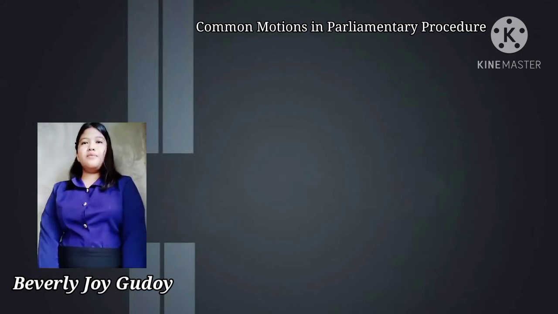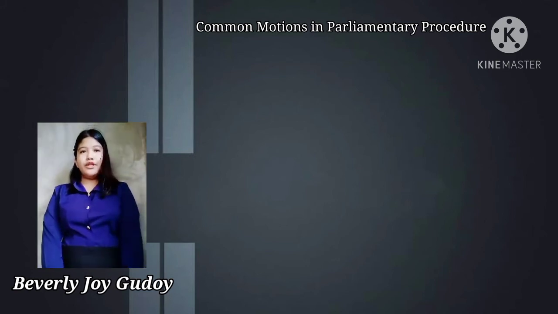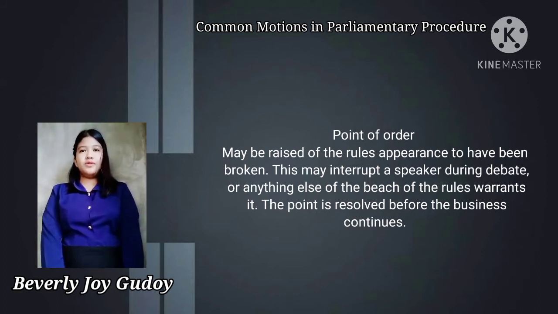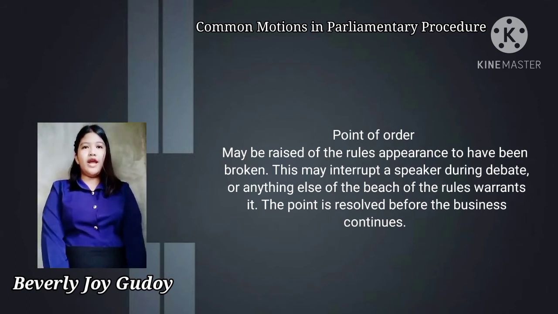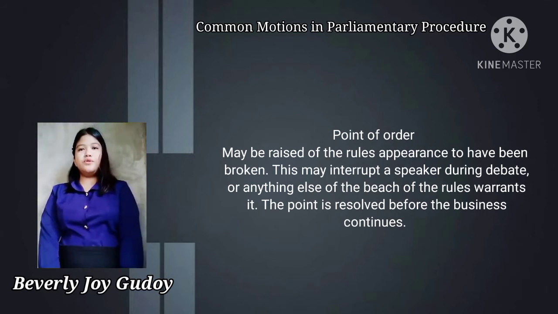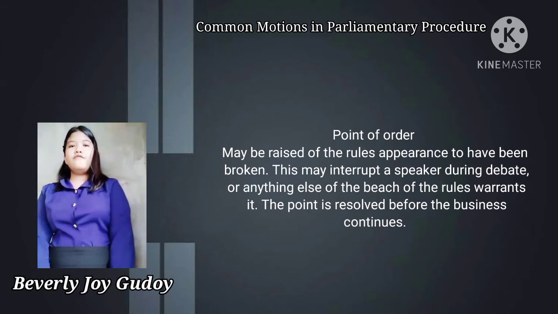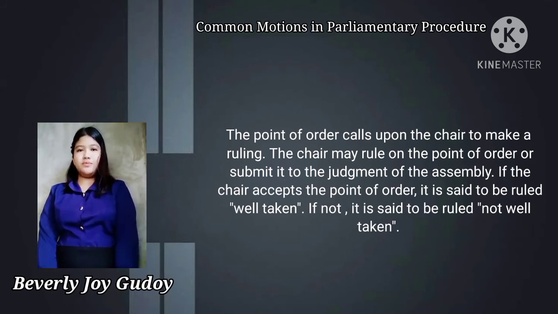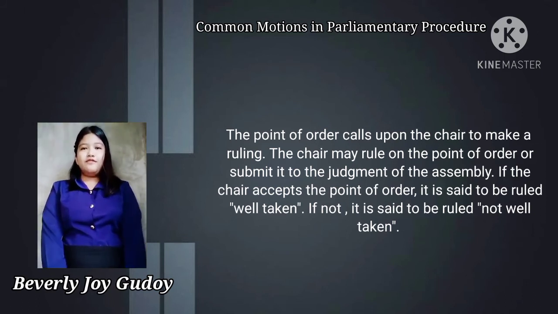Another common motion in parliamentary procedure is a point of order. It may be raised if the rules appear to have been broken. It may interrupt a speaker during debate or anything else if the breach of the rules warrants it. The point of order calls upon the chair to make a ruling. The chair may rule on the point of order or submit it to the judgment of the assembly. If the chair accepts the point of order, it is said to be ruled well taken. If not, it is said to be ruled not well taken.